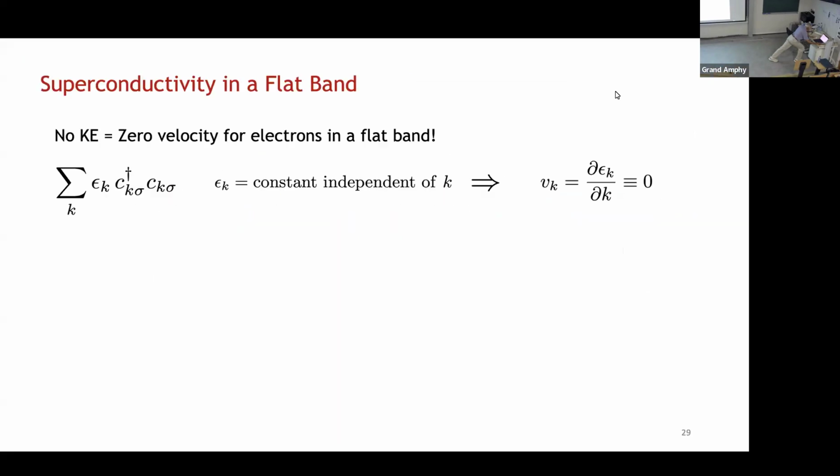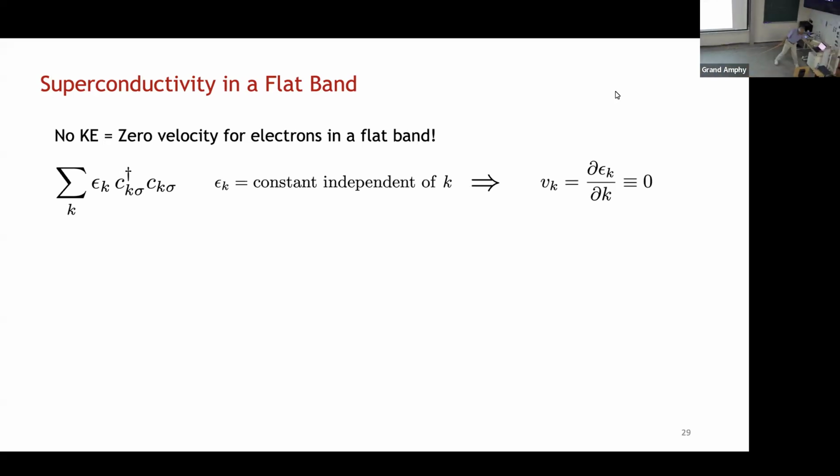Okay, so now I want to discuss flat bands. Now, I'll go to the seemingly stupid limit of a completely flat band. This is a theorist's limit. In reality, in twisted bilayer graphene, they're very flat, but they're not completely flat. But let's ask this question. And I'll ask the seemingly stupid question, how superconductivity develops there. Okay. Because I have no kinetic energy dispersion, which means I have zero velocity for electrons. Because you see, if epsilon k is a constant independent of k, then d epsilon/dk is 0.